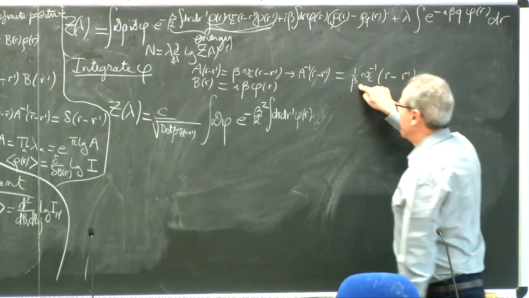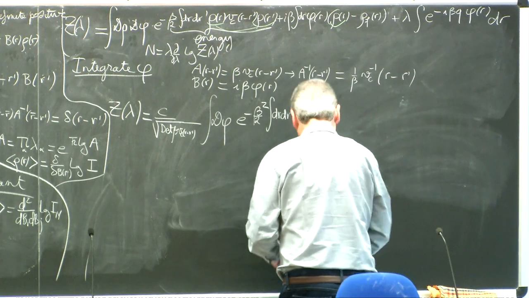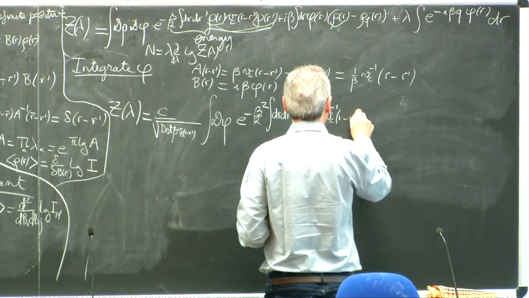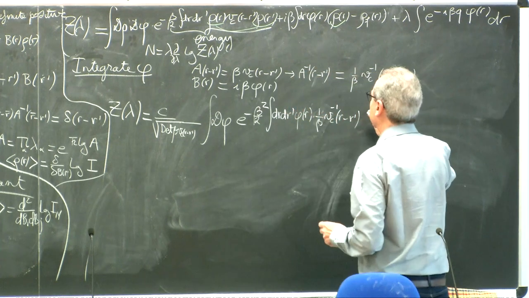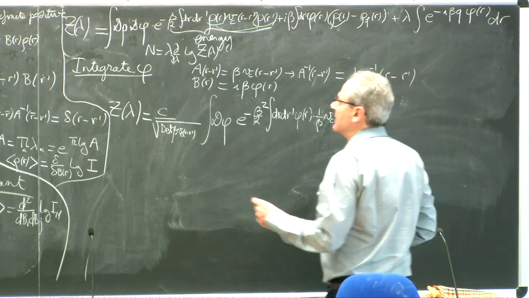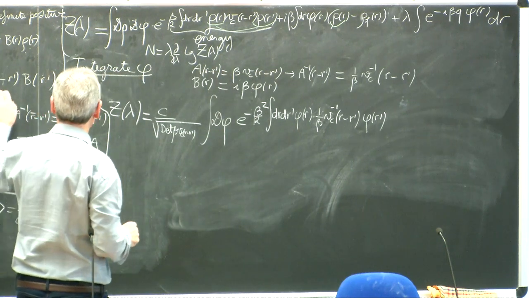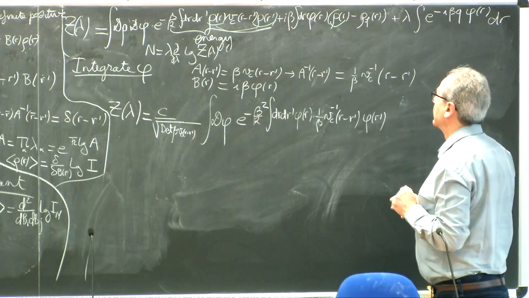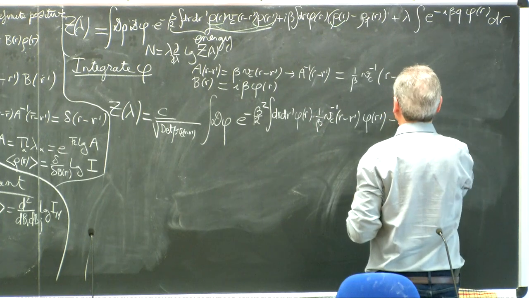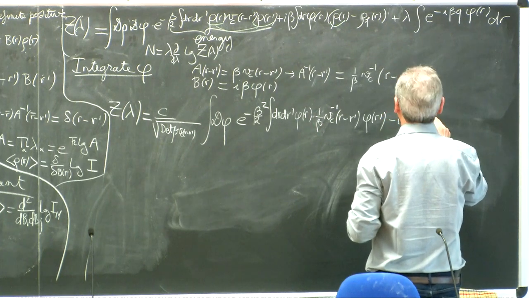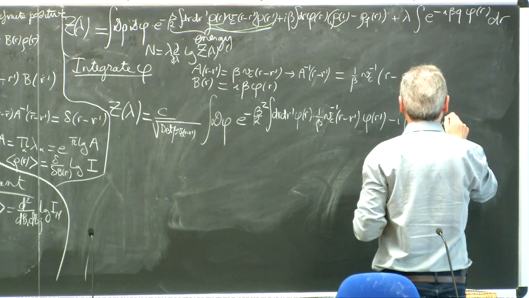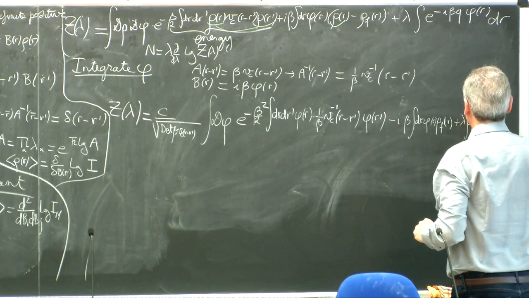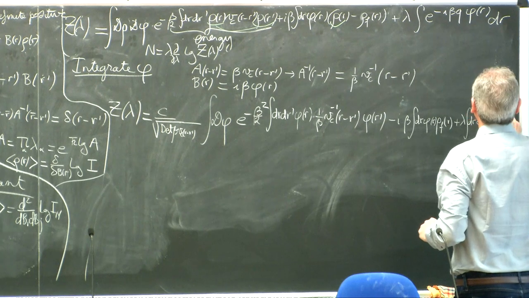So then I have 1 over beta Vc minus 1 of r minus r prime times phi of r prime. This is really this part, B A minus 1 B, which gives this. And then I have to add minus i beta integral dr phi of r rho f of r, plus lambda integral dr e to the minus i beta q phi of r.